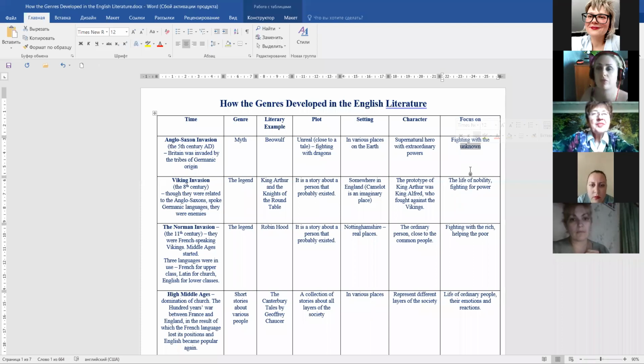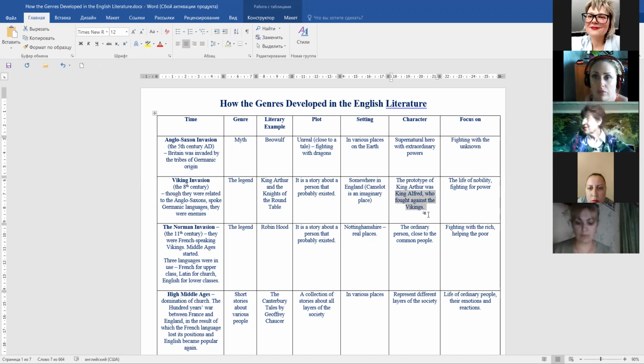At that time, surely people start fighting against the Vikings, and King Alfred the Great, who fought against the Vikings, was the greatest hero in English history. So King Alfred the Great starts fighting against the Vikings, and he becomes the prototype for the legends about King Arthur and the Knights of the Round Table.